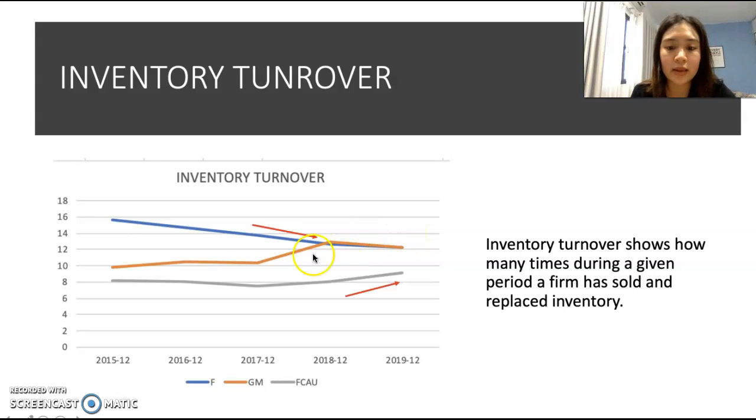First, let's have a look at the inventory turnover. Inventory turnover shows how many times during a given period a firm has sold and replaced inventory. This means the higher the turnover, the better. In this case, company F has a much higher turnover compared to the others, although it suffered from a slight decrease.